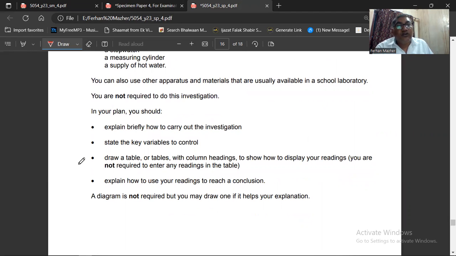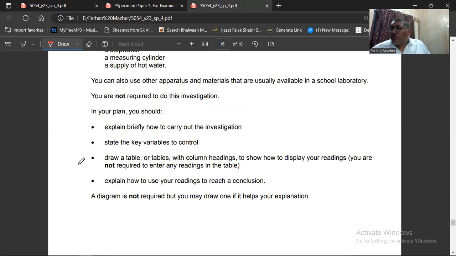In your plan, you should explain briefly how to carry out the investigation, state the key variables to control, and draw a table or tables with column headings to show how to display your readings. You are not required to enter any readings in the table. Explain how to use your readings to reach a conclusion. A diagram is not required, but you may draw one if it helps your explanation.